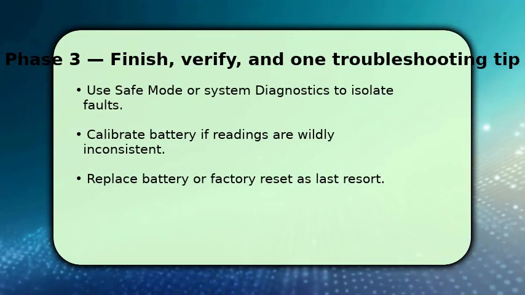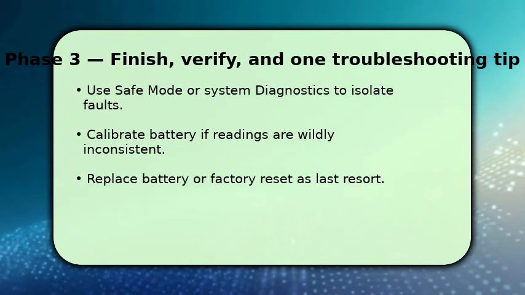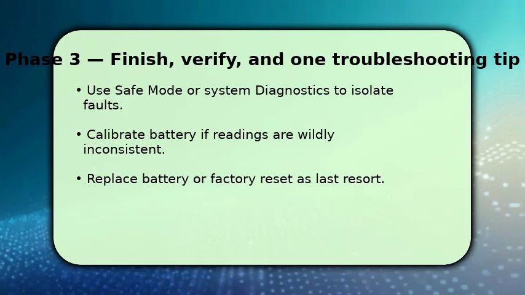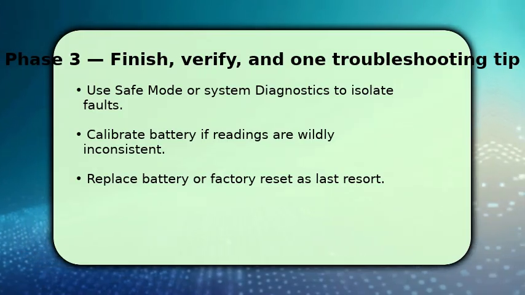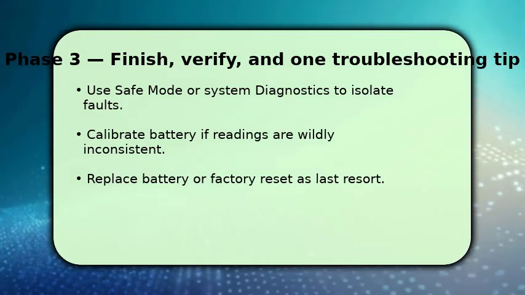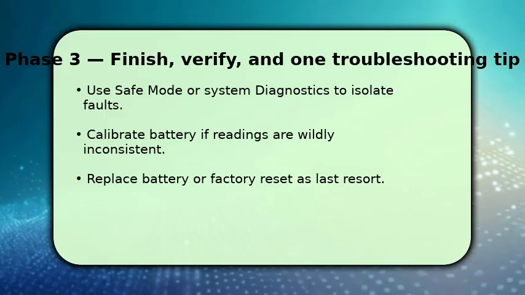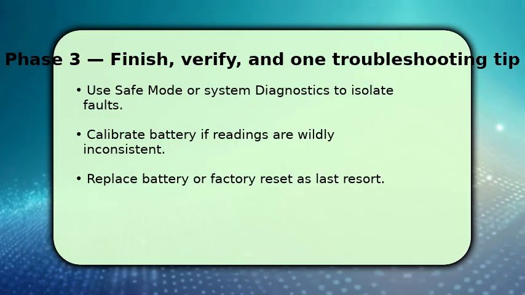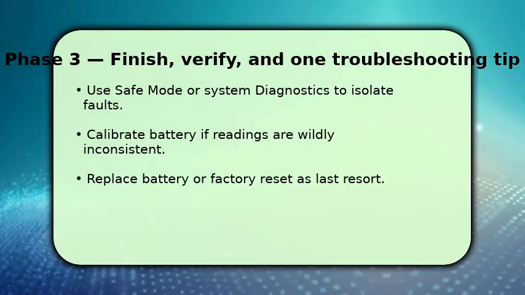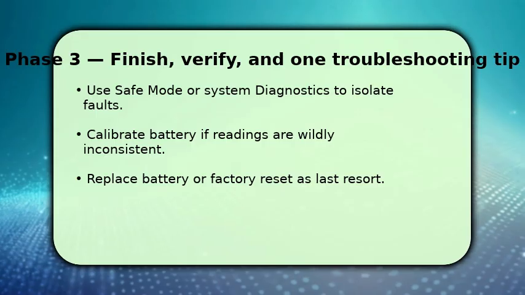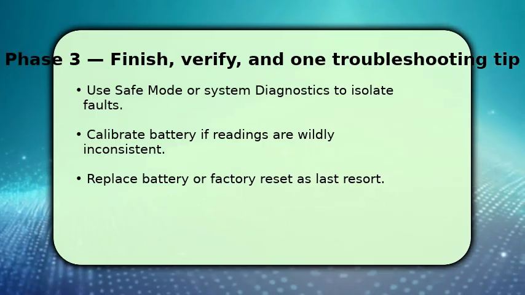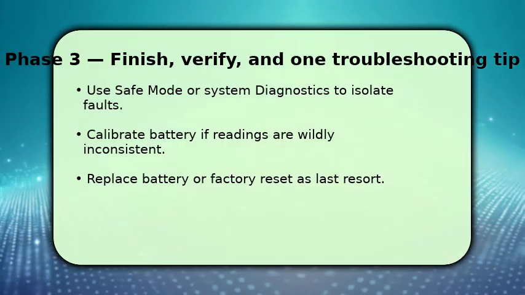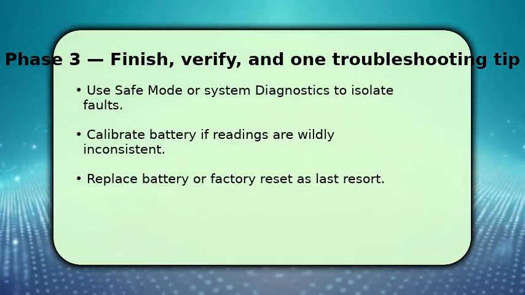You finish with advanced checks. Reboot into safe mode to see if a third-party app is the culprit, and run any built-in diagnostics if available, because hardware faults can mimic software drain. If readings jump erratically, try calibrating by charging to 100%, then fully discharging once. This can correct the reporting. If problems persist after updates and safe testing, consider battery replacement or a factory reset as a last resort. Make sure to back up your data first.